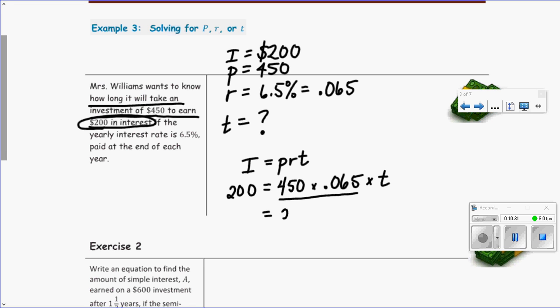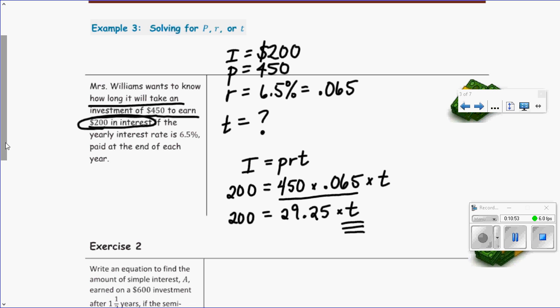And that should be 29.25. Okay, so 200 equals 29.25 times the time. So how many years will that take her? Go ahead and solve that. What is t going to be? What do I make that in order to make it a true statement?